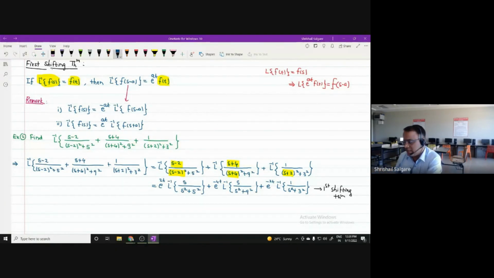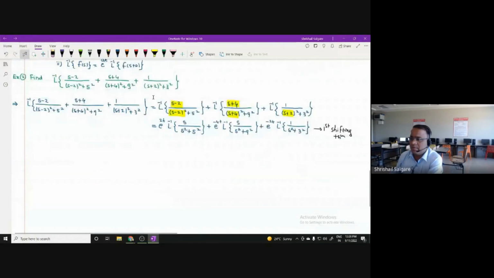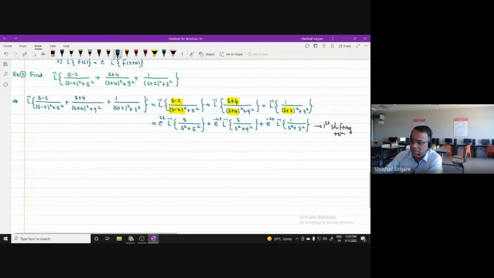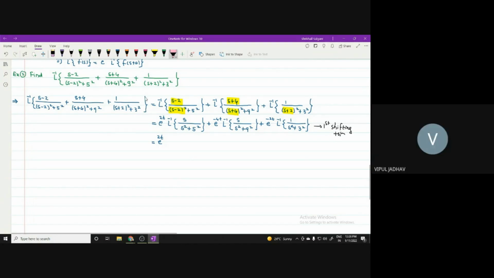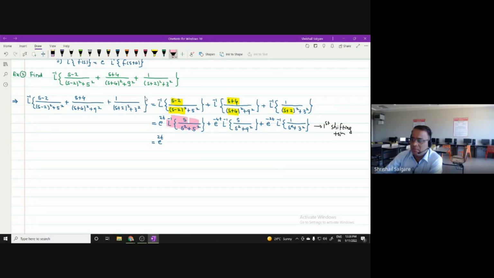Now I will scroll up. Now you can refer to the table and tell me the standard answers one by one. First, e to the power 2t as it is. So what is the inverse Laplace? I will start with the last one. Vipul Jadhav, what is the inverse Laplace of this highlighted term? S upon s square plus 5 square.